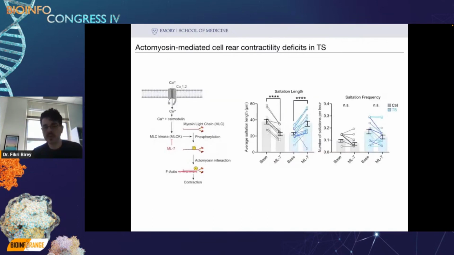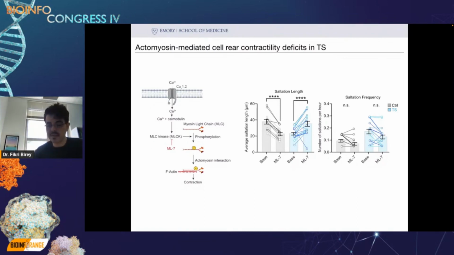And once we knew that there was a cell contractility phenotype, we immediately homed in on the actomyosin contractility pathway. This is the pathway that is involved in making your heart contract, and it is heavily calcium dependent. So it really made sense for us that this pathway was probably overwhelmed in TS by the extra calcium that was being brought into the cells due to the mutation in the channel.